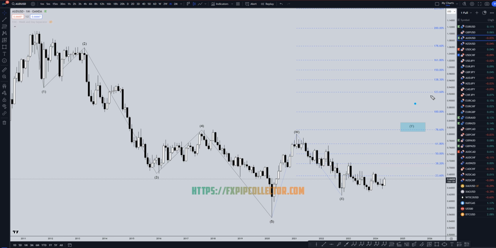Today is Tuesday, May 21st, and I'm going to be analyzing the Aussie US dollar starting on the monthly, working my way down to the 1 hour time frame for the full top-down analysis.